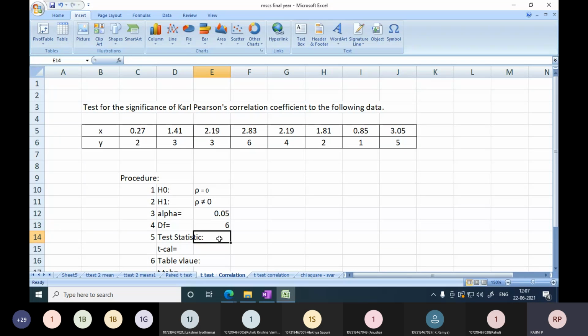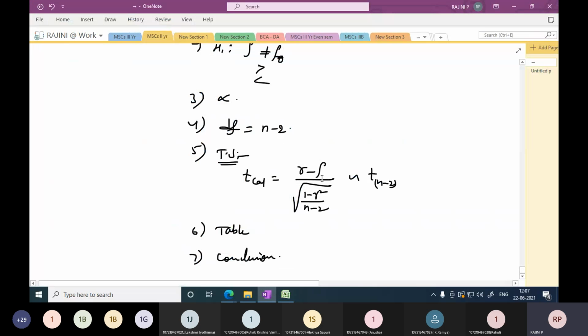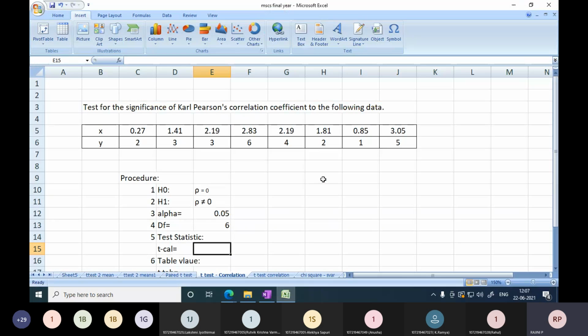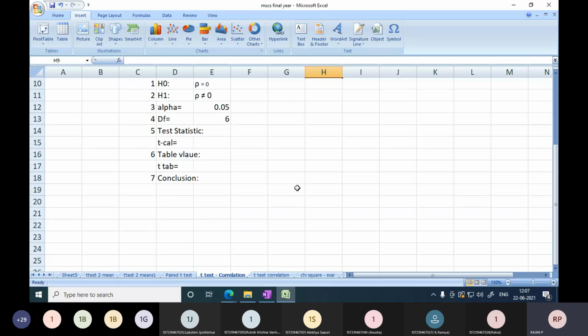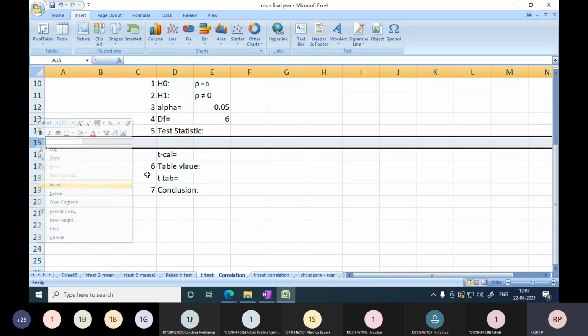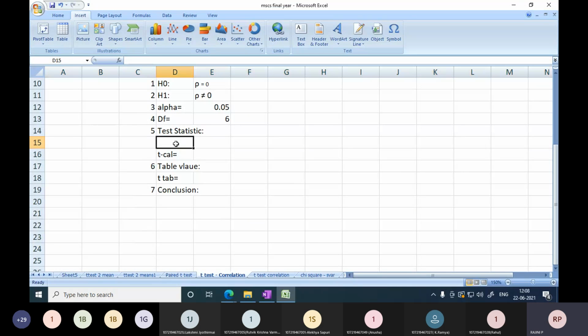And then what is the tcal? You know the formula. What is the tcal formula? t = (r minus rho) divided by the square root of (1 minus r squared) by (n minus 2). So you need to know what r is. You need to find the correlation here first. So how can I find r, the correlation?